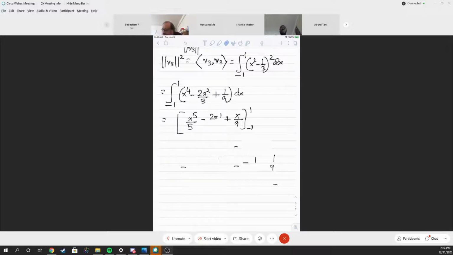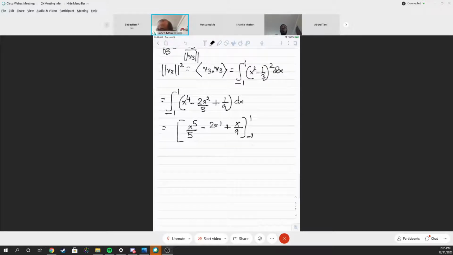Yeah, you see, it's very difficult to do these things on iPad. When you do this on a chalkboard, I'm desperately waiting to go back to campus. 2/3 x cubed by 3. So this will become x cubed by 9, right? Yes, Professor. 2/3 x cubed by 3, that is perfectly correct.